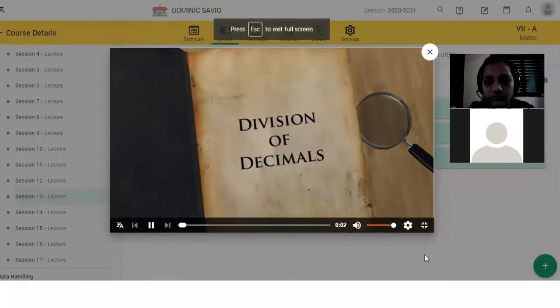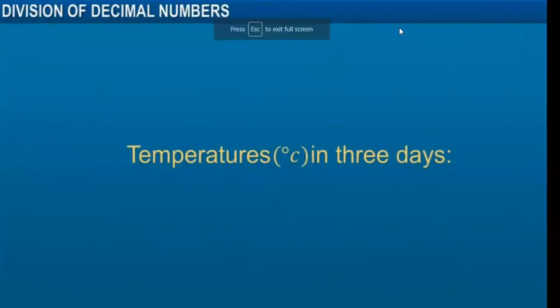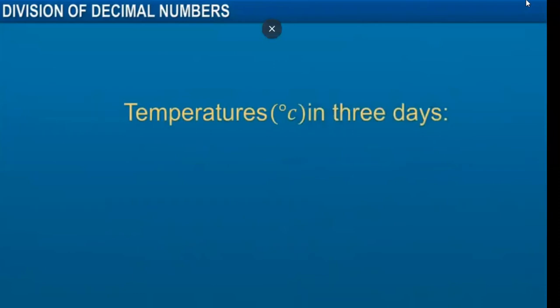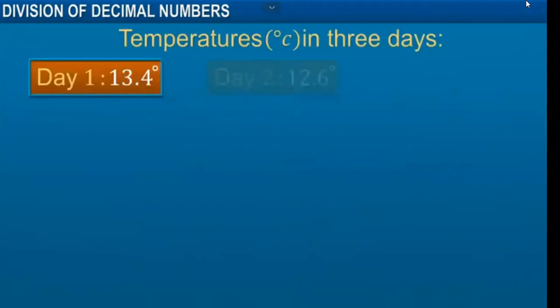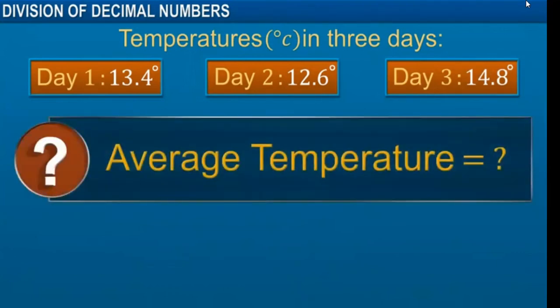You will learn how to divide decimal numbers. The temperature of town A for the past 3 days has been 13.4, 12.6, and 14.8. The temperature is in the form of decimal numbers. Let's calculate the average temperature of this place in the last 3 days.